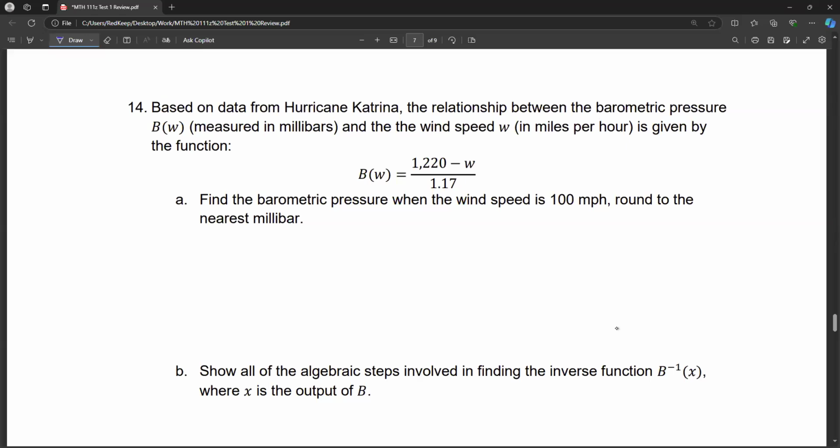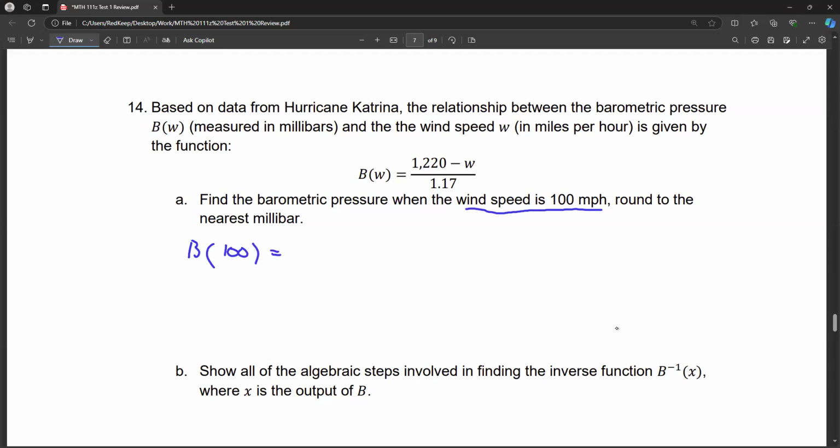Okay, so they are giving us a wind speed, and that wind speed is in the correct units, right? That wind speed's in 100 miles per hour. So what they're asking of us is, what is B of 100?